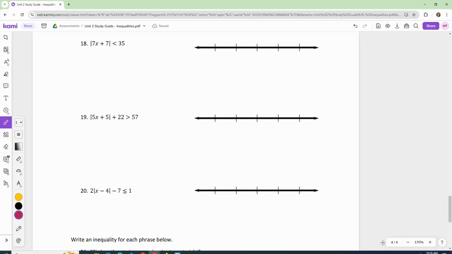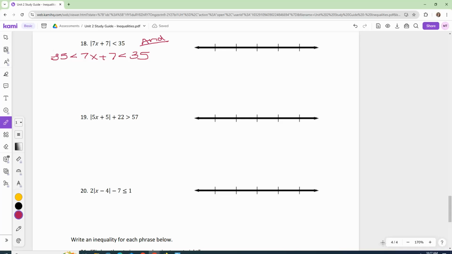Kale, can you tell me on 18, is this an and or an or? And. Less than is an and. How do we set up ands? With the 35, but opposite, so -35 on the other side. Good. We make the one big problem because it's an and, it's in between two numbers. We put it in between the positive and the negative.